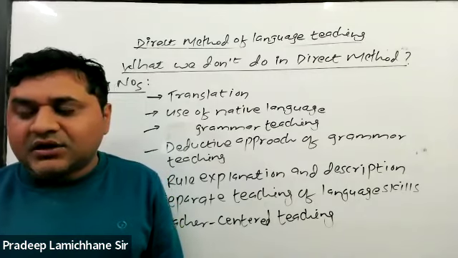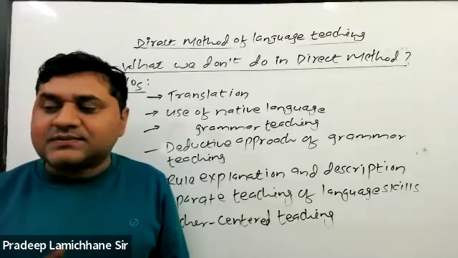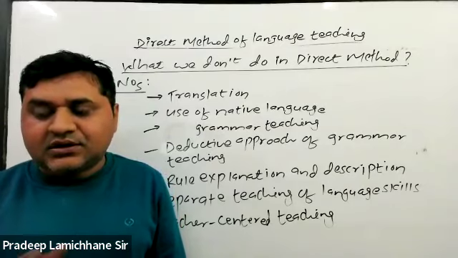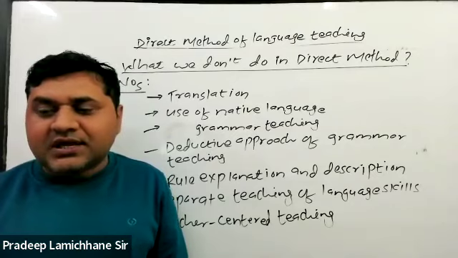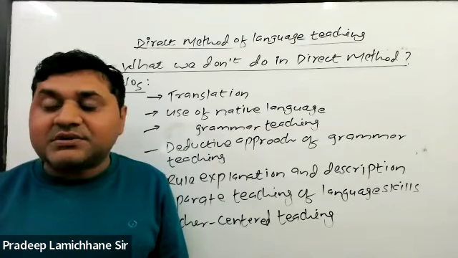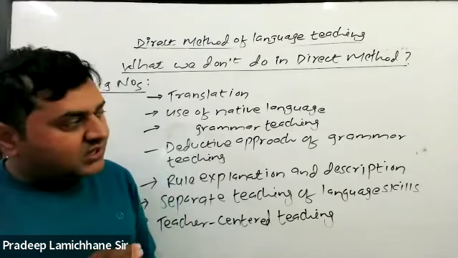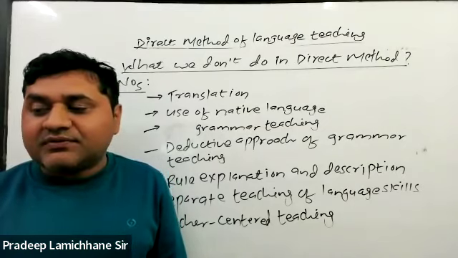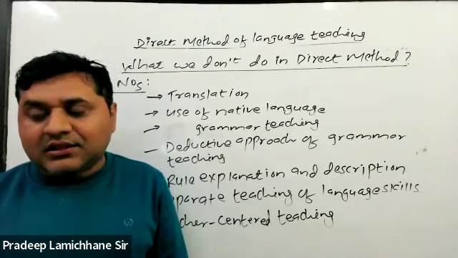And the next thing is that rule explanation and description. In direct method, rule explanations and descriptions are not necessary. When you provide different situations, when you conduct problem solving activities, when you assign speaking activities in the classroom, your students develop communicative competence slowly and gradually. That's why under direct method, we never imagine the application of rule explanation and description activities in teaching learning activities.